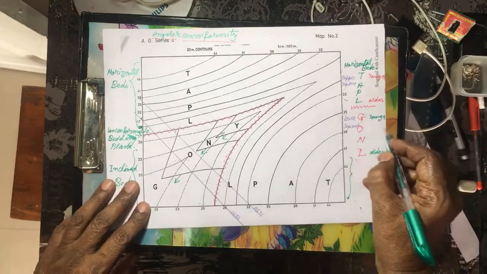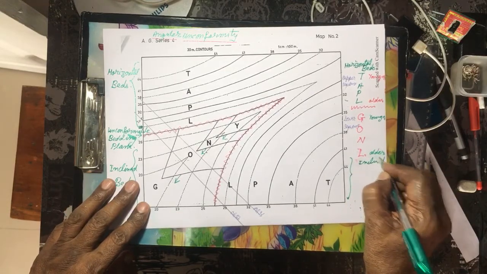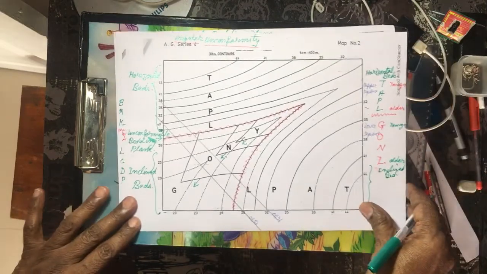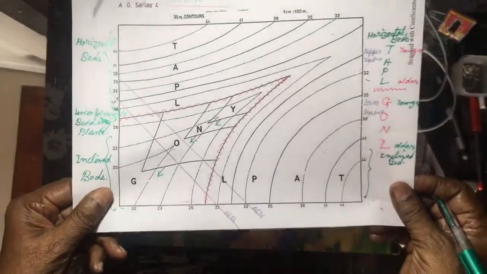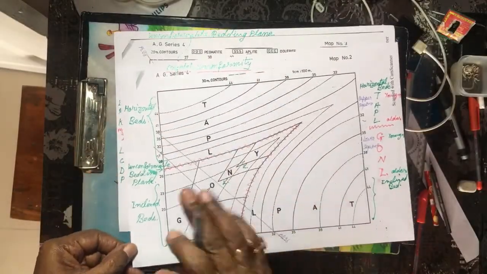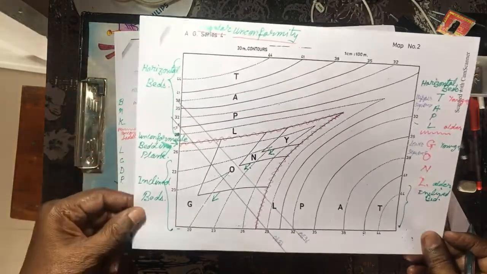They are inclined beds, and there are horizontal beds. So this is an angular unconformity. This is written here, the angular unconformity. So this is a sequence of angular beds, and there the horizontal beds are there.